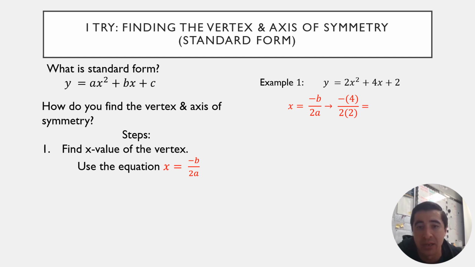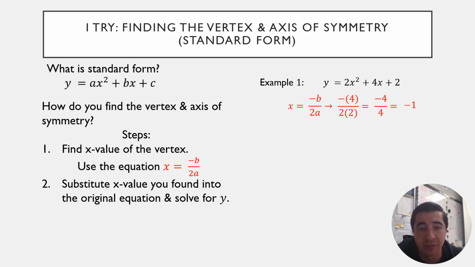So we'd make it a negative 4 over 4 because 2 times 2 is 4. So we have the fraction of negative 4 divided by 4. And again, I use the word divided because we are dividing when we see a fraction. So negative 4 divided by 4 is negative 1. That would be the x value of our vertex. And that's by using the equation negative b divided by 2a.